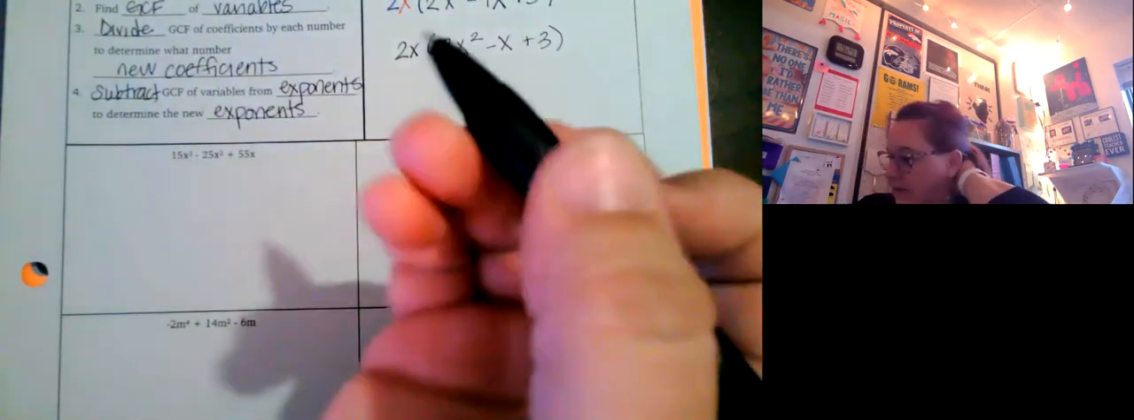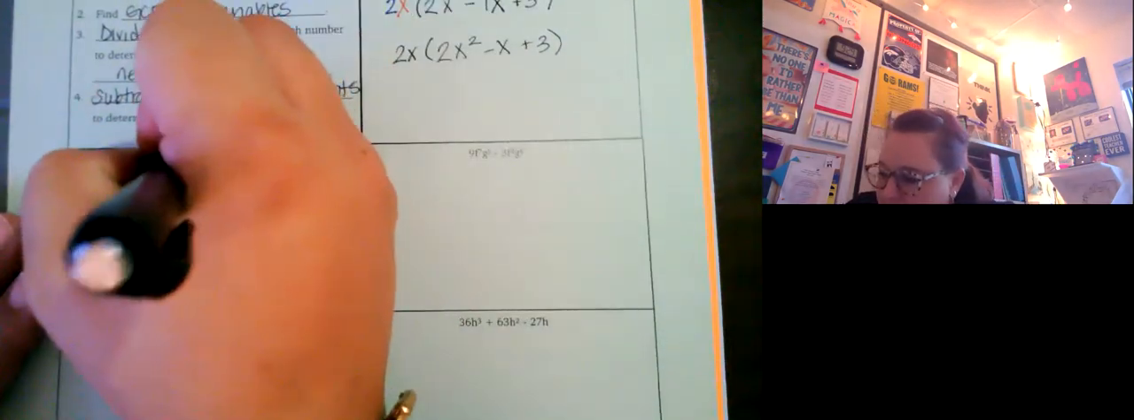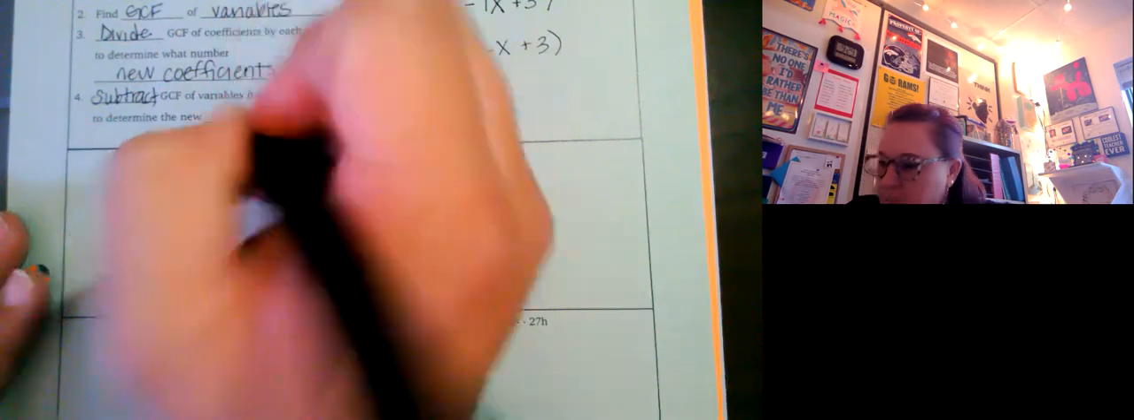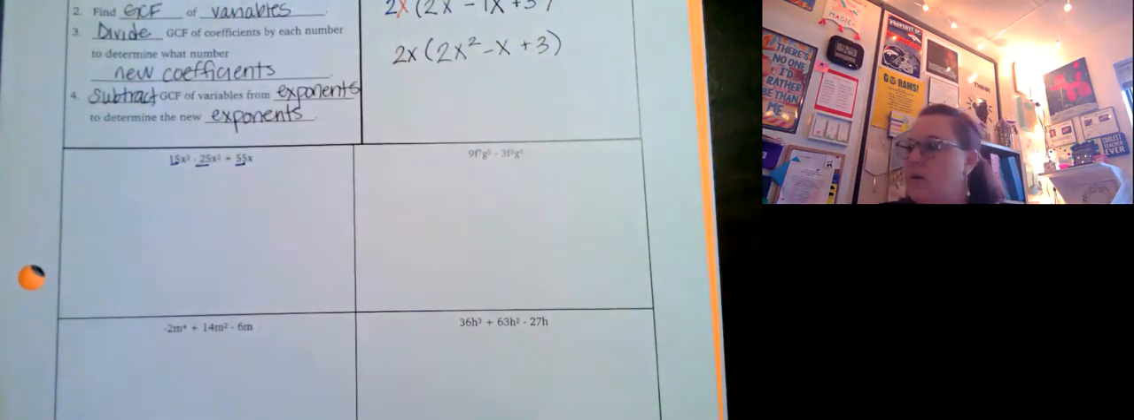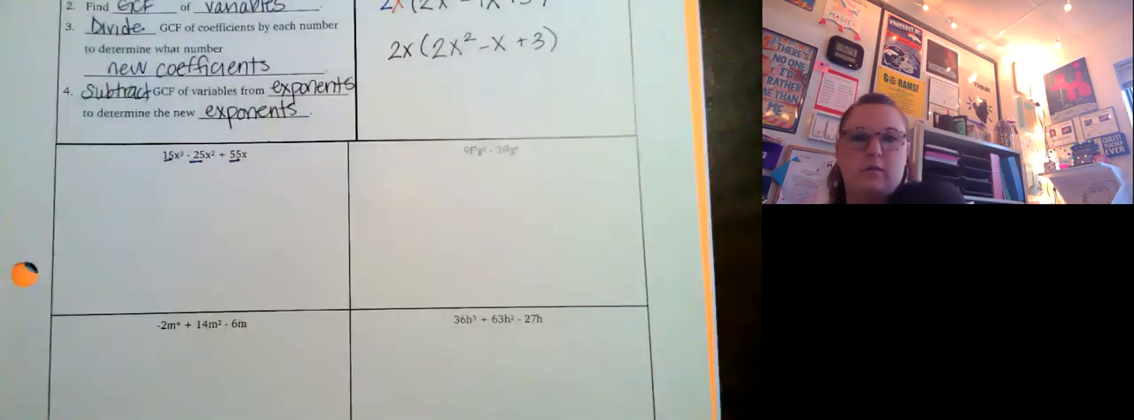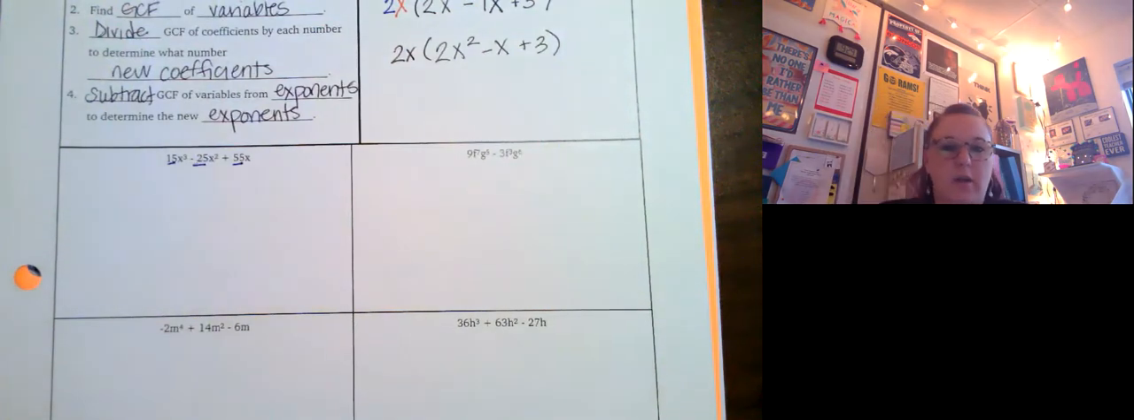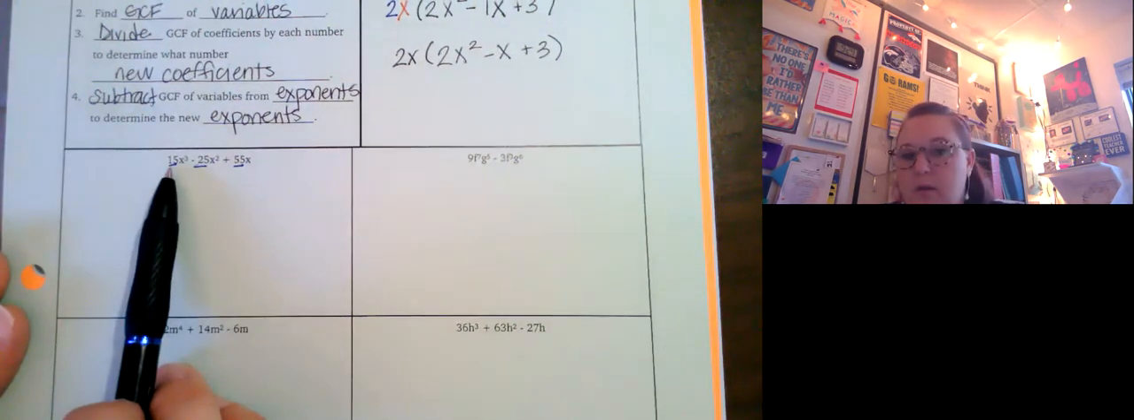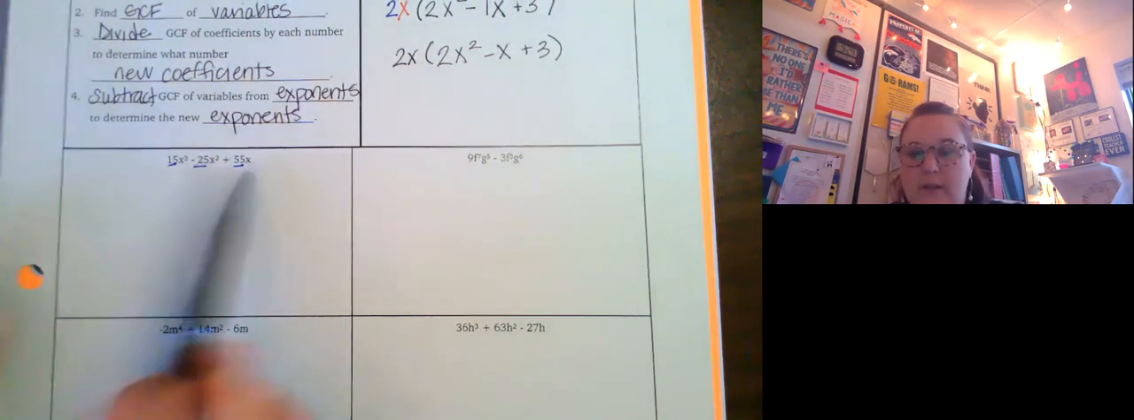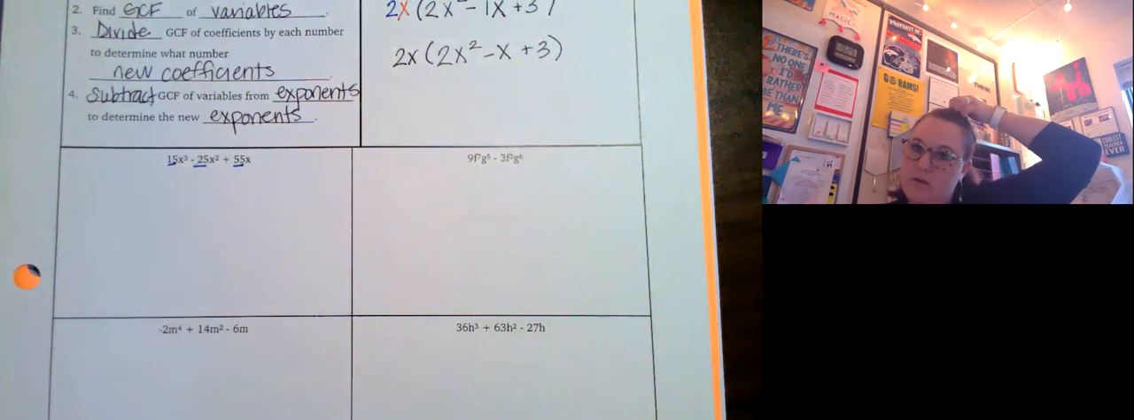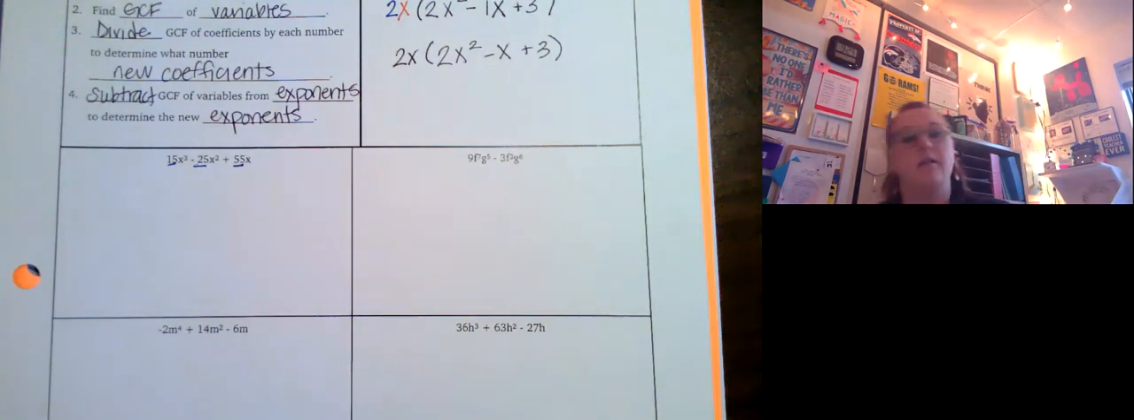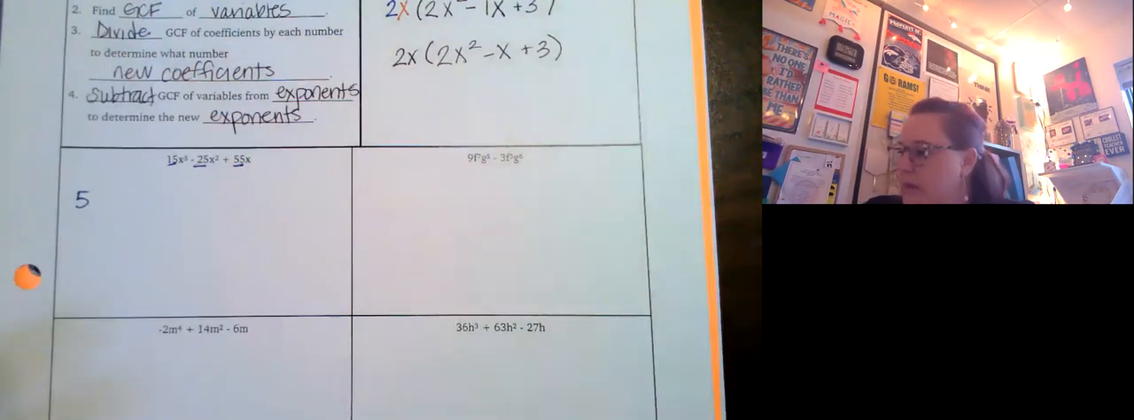Let's look at our coefficients again. I have 15, negative 25, and 55. So I know I have a 5 in common, right? And if I took out a 5, that would leave me with 3 and 5 and 11. And do those have anything more in common? 3 and 11 are both prime numbers, so they're not going to have anything in common unless they had one of their factors, okay? So we're going to pull out a 5 is what that leaves us with.